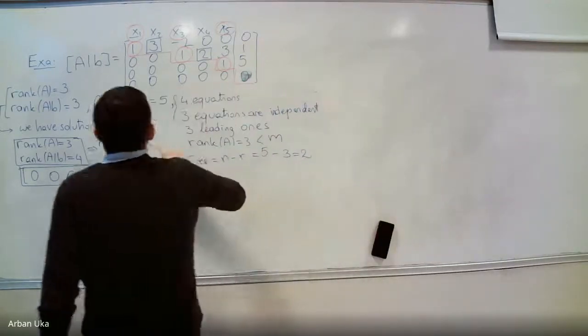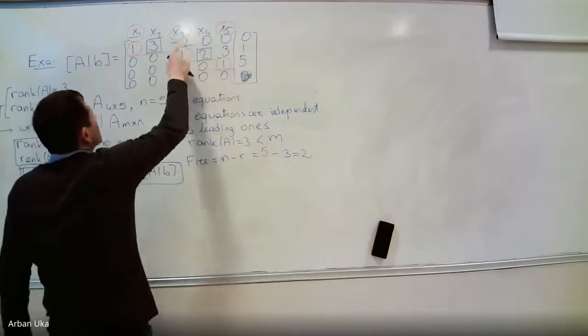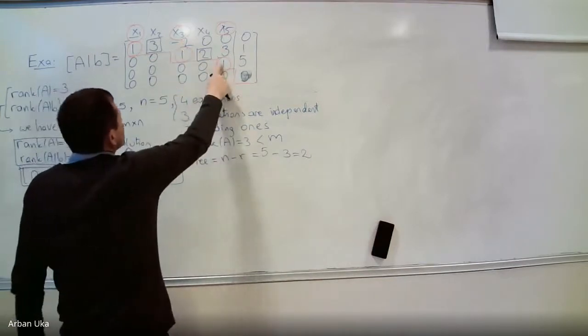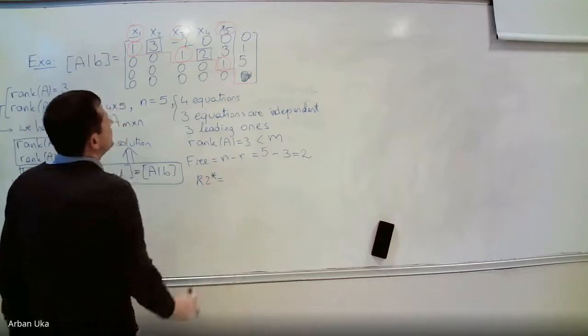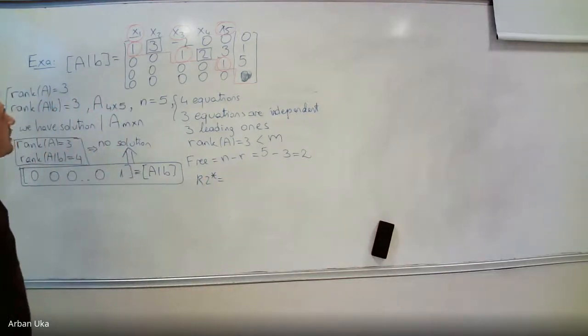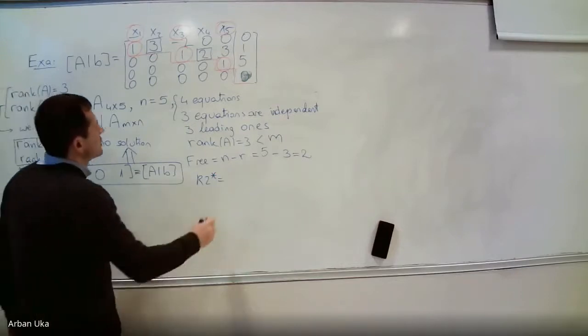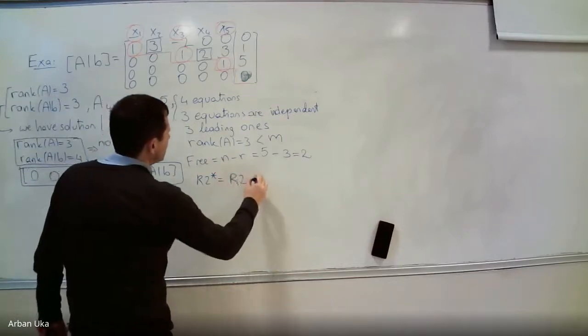So we want to make this zero. Let's start with this one first. Row 2 star would be equal to what? Row 2 minus 3 row 3. Would you agree with this? Row 2 minus 3 row 3.